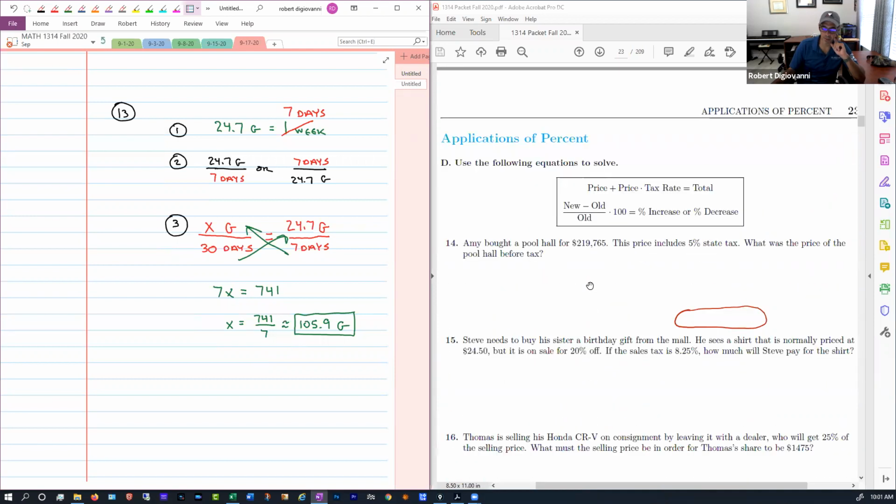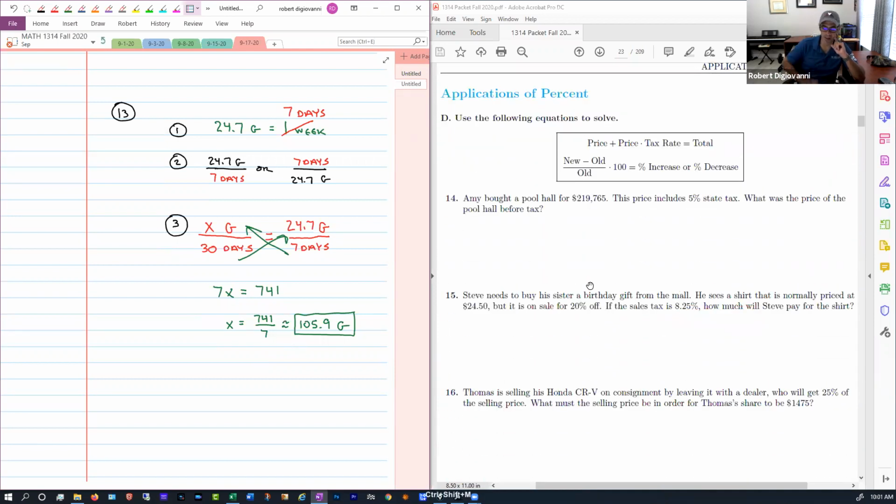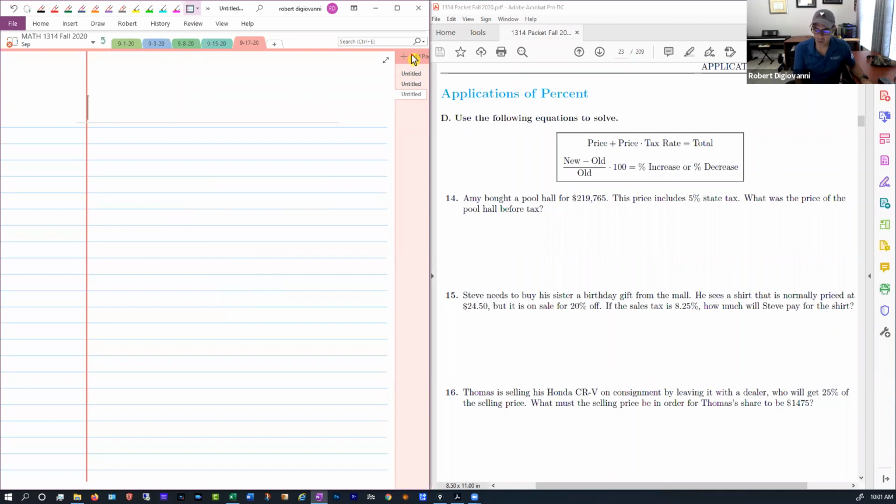So we're going to go back and talk about percents again, but this time we're going to do some applications with them. We're going to do some real world problems. These are things that you deal with if you do any shopping at all, then you deal with percents. So let's look at first a couple of formulas.